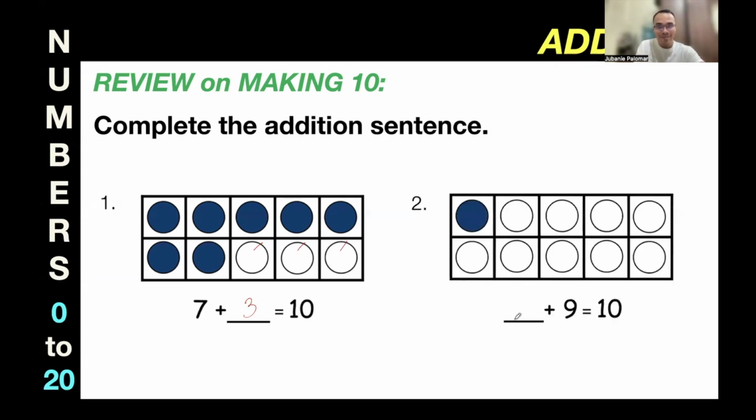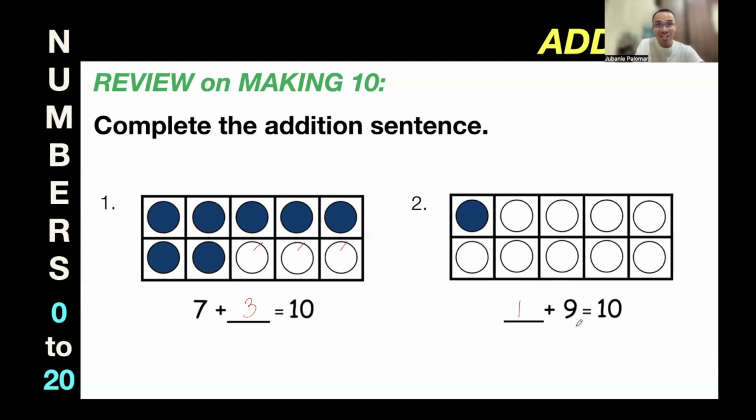Number 2. Our 10 frame, again, it's not full of counters. So it's not yet 10. All right. We have here blank plus 9 equals 10. What do you think is the missing number? If your answer is 1, you got it right. The missing number is 1.